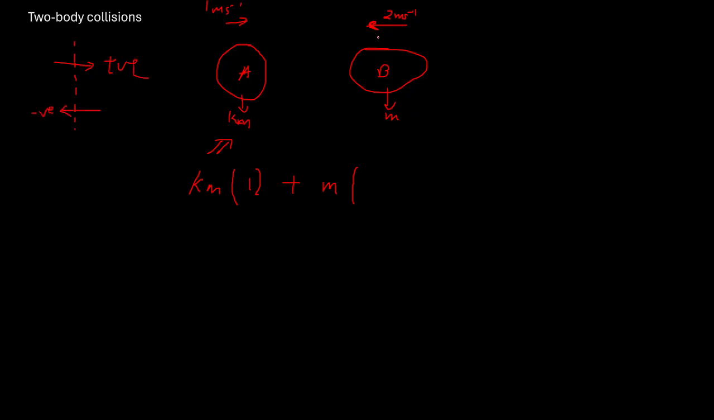So what I would like to do is convert this 2 meter per second into this 2 meter per second. It works the same way. You're just converting the direction. When you flip the direction, the sign changes. So we write -2 meter per second. We don't need to write meter per second, and that's the initial momentum, which is Km minus 2m. This is the initial momentum.